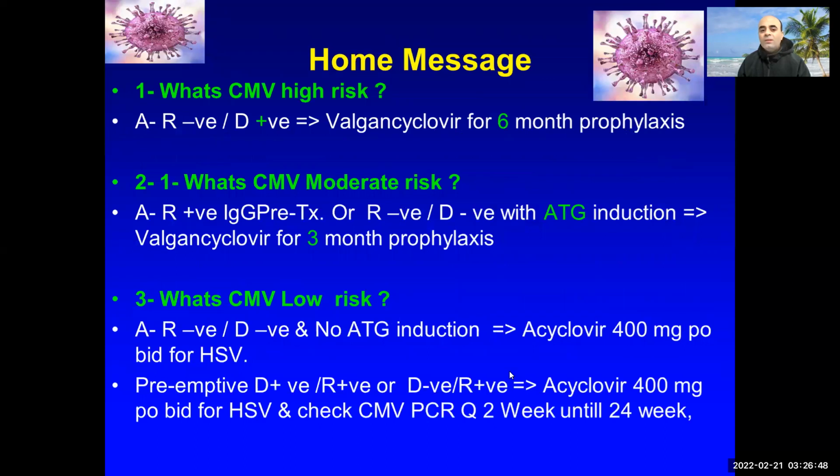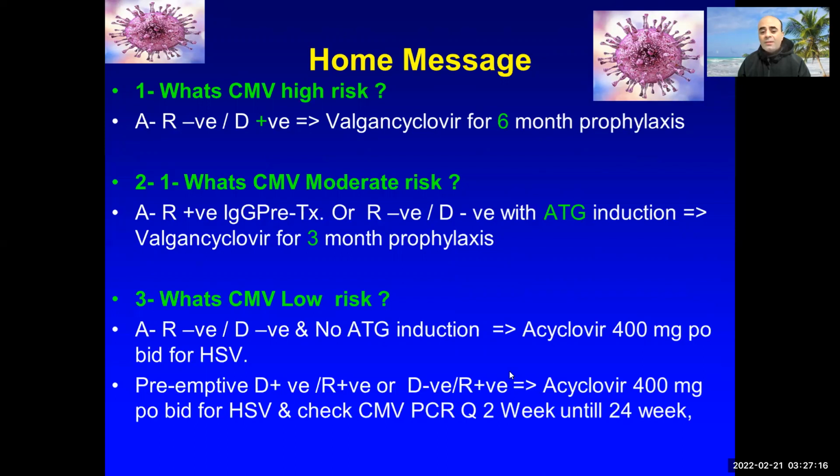Take-home message: what is the CMV high-risk patient? This is the patient with recipient negative and donor positive, who should receive valganciclovir for 6 months of prophylaxis. This is my take-home message for you: 6 months of prophylaxis, especially for this patient with high ATG induction also. What is the CMV moderate risk? Recipient positive IgG pre-transplant, or recipient negative and donor negative with ATG induction. Valganciclovir, we need to give 3 months.